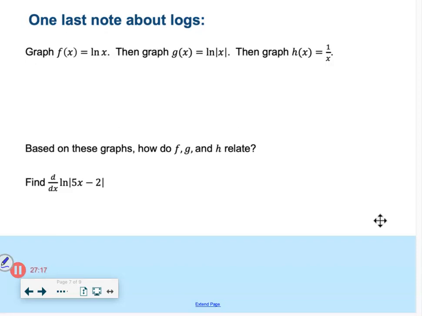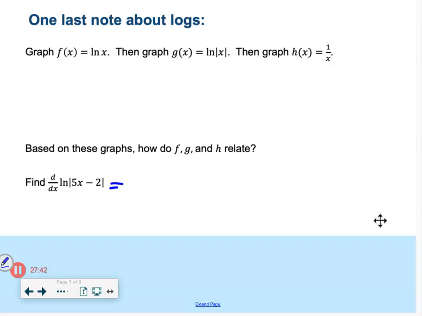So if you ever have a derivative of a natural log with an absolute value around the argument, and the College Board loves these, you do not have to write it as a piecewise. The derivative is exactly the same as if the absolute value wasn't there.